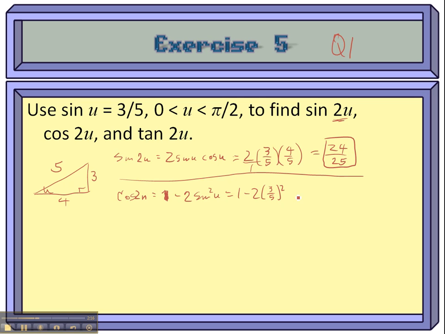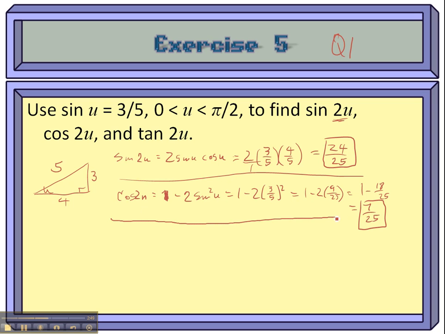and then square it. Bring over the 1 minus 2, 3/5 squared is 9 over 25. Go ahead and multiply that. 1 minus 18 over 25. So when I subtract that, I should get 7 over 25. So there is the cosine of 2u.